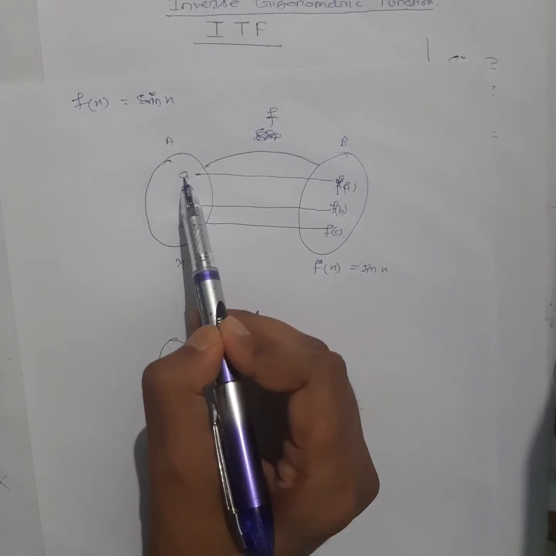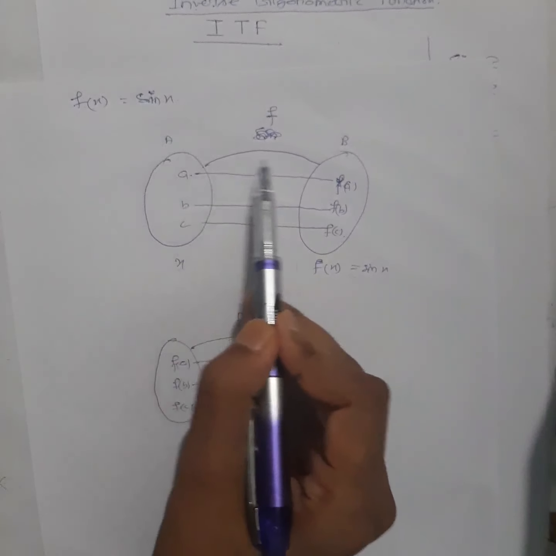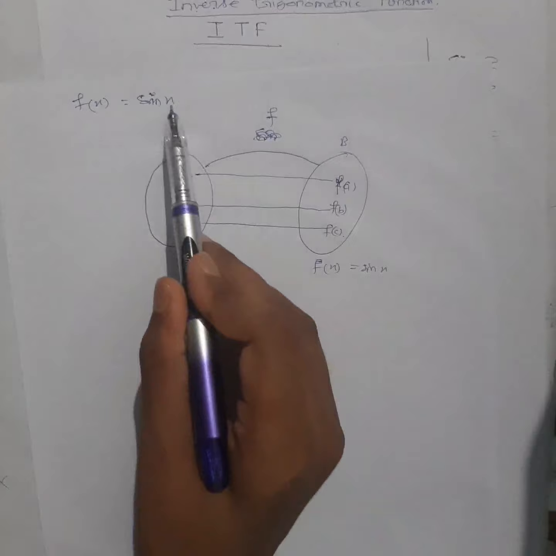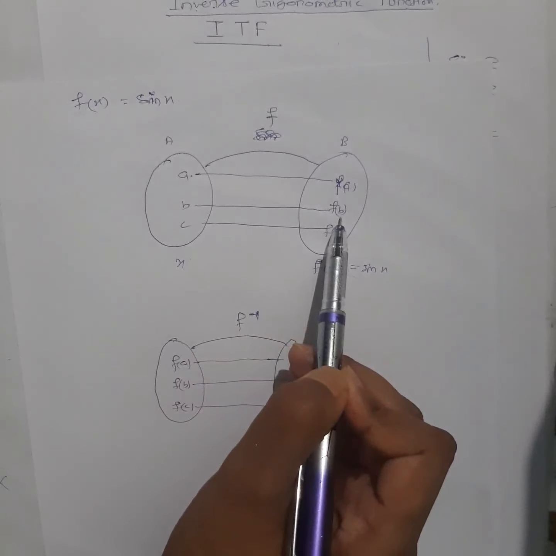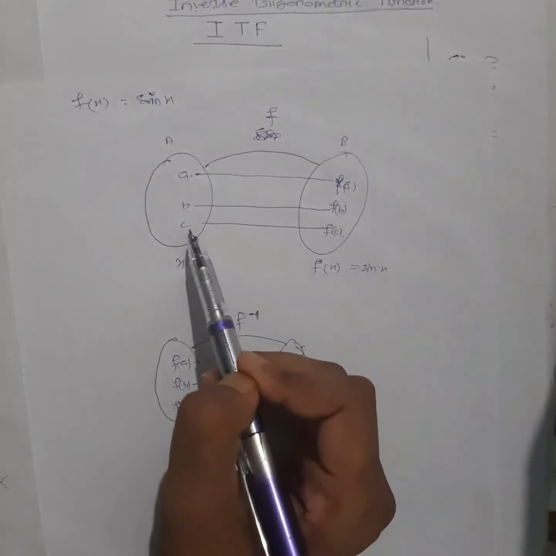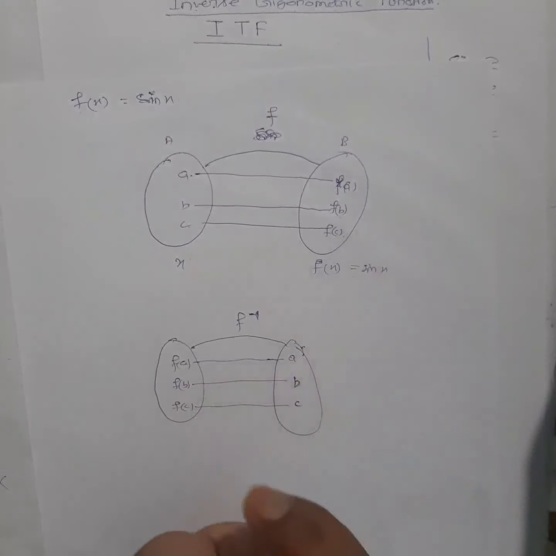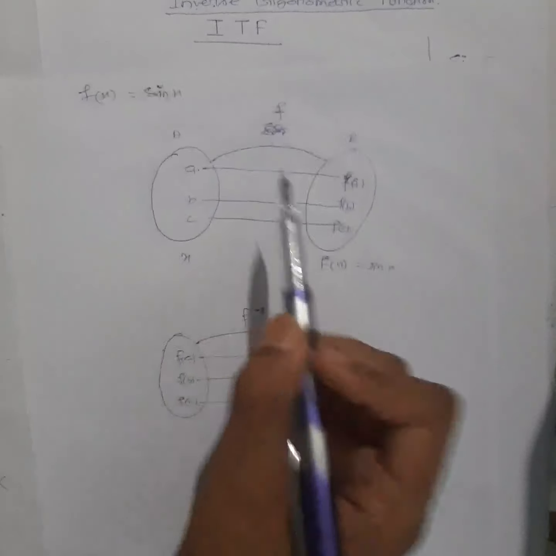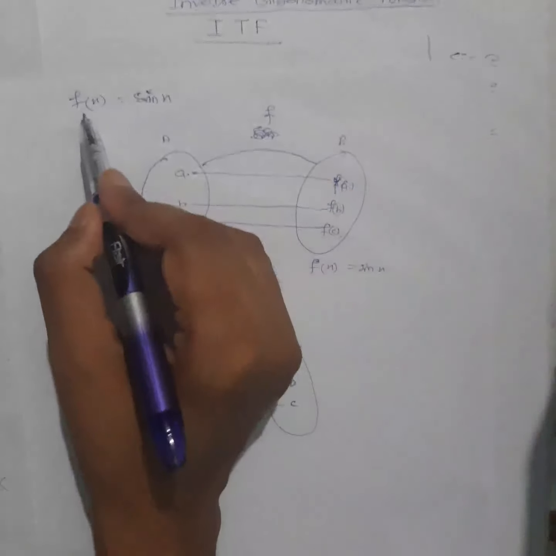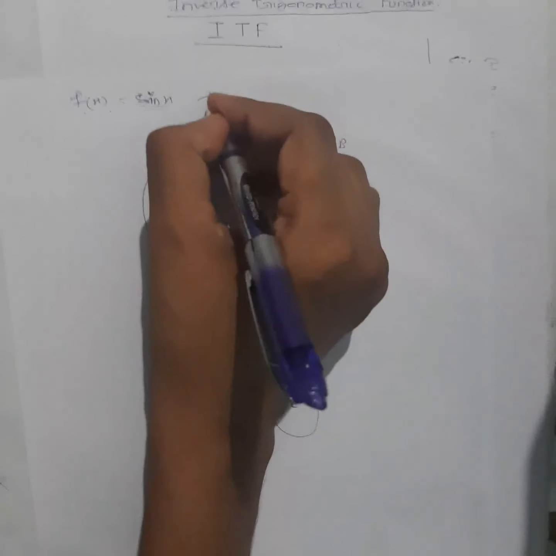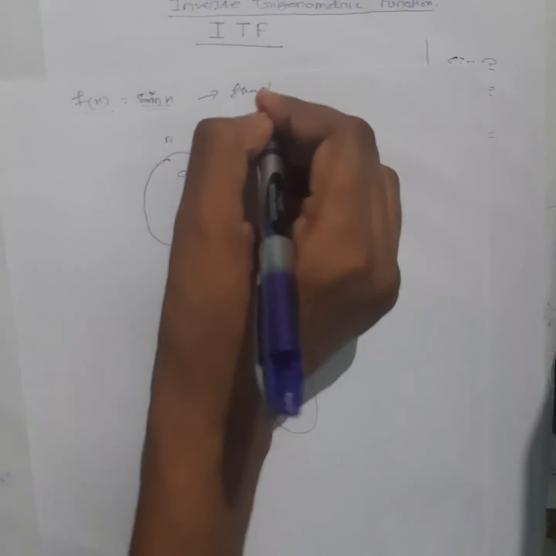Now see, if you take x equal to a, its image must be there, first thing. If you take b, its image must be there, means sine of b, some value must be there. C, some value must be there. Now next, if this f(x) has to be a function, then what condition must be satisfied?